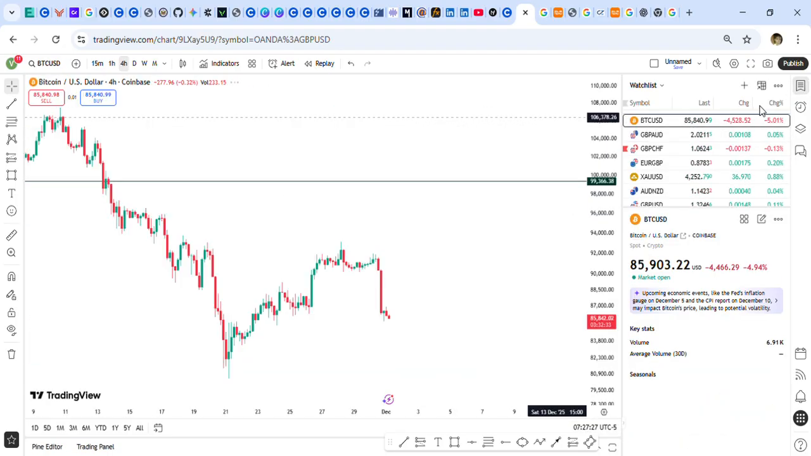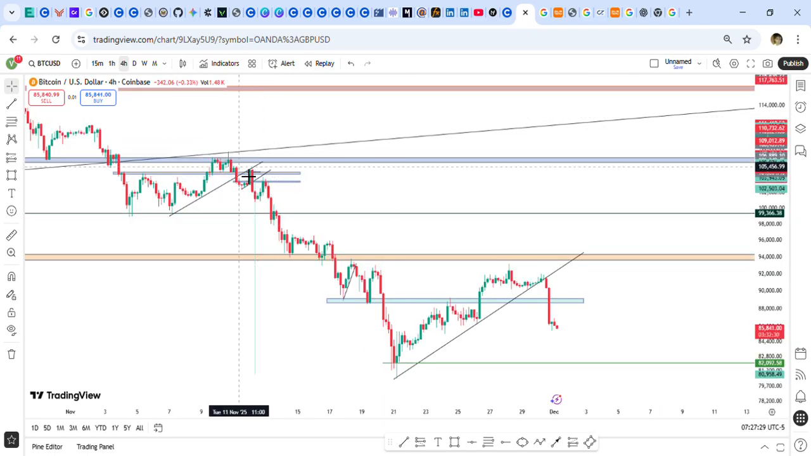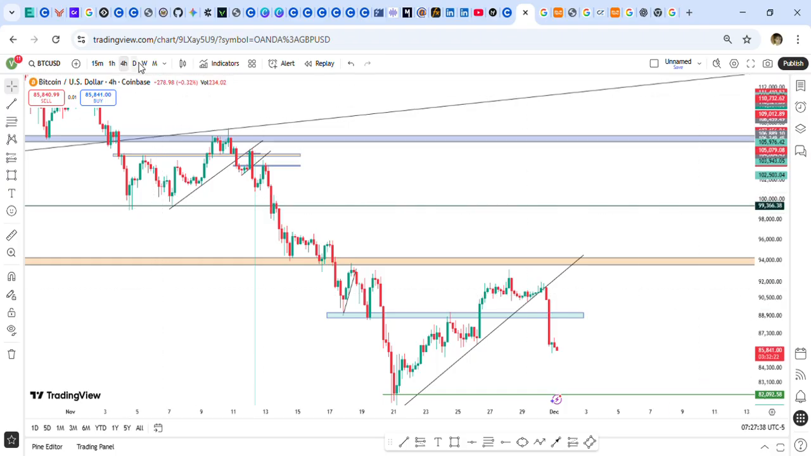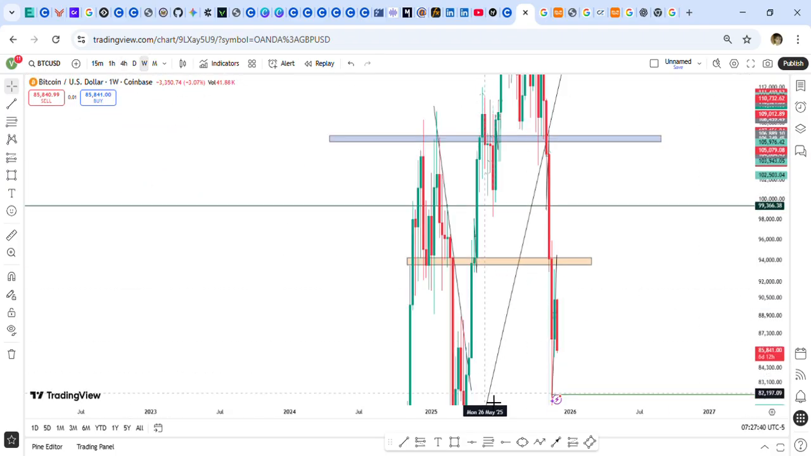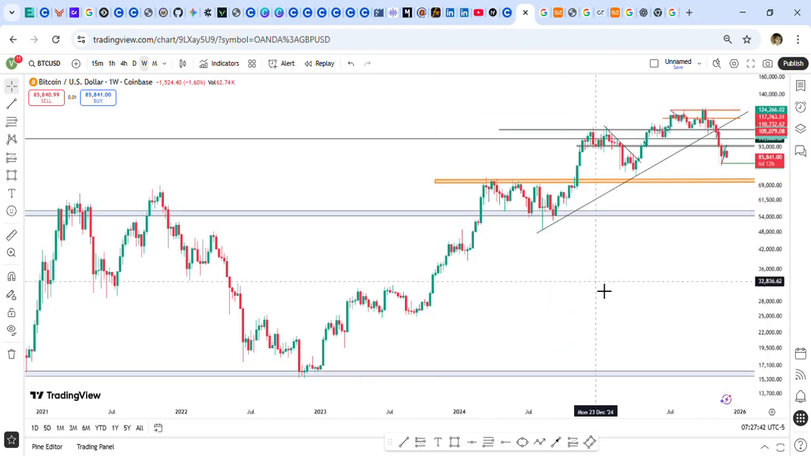AUD. BTC. I caught BTC from this place. It fell from this place here. BTC gave over 2,000 pips. Now, what is my opinion or my bias for BTC? I've drawn my zone already.